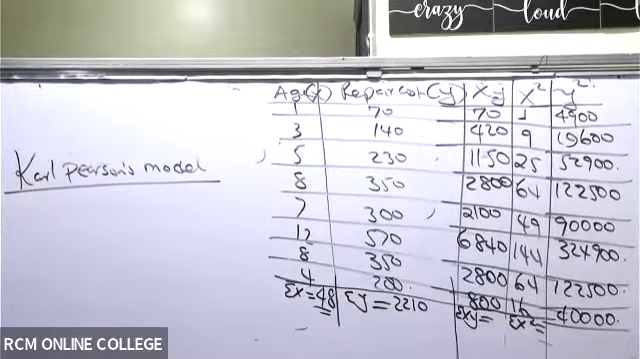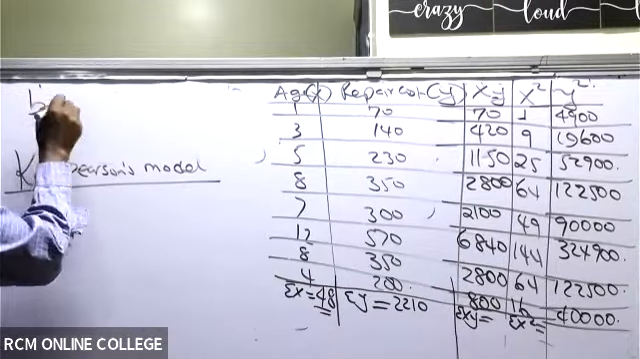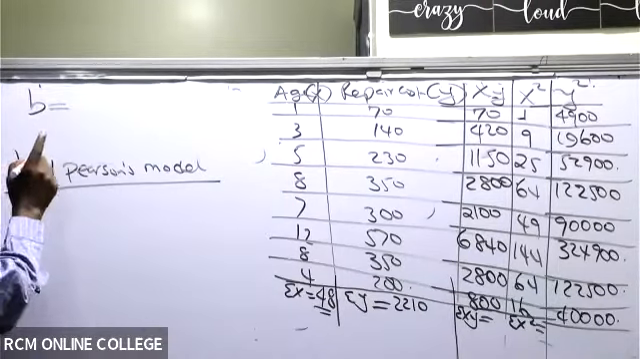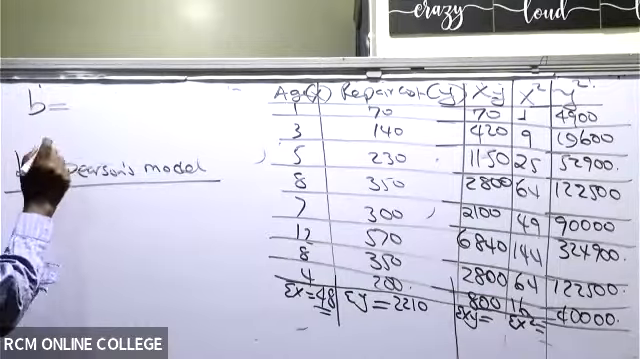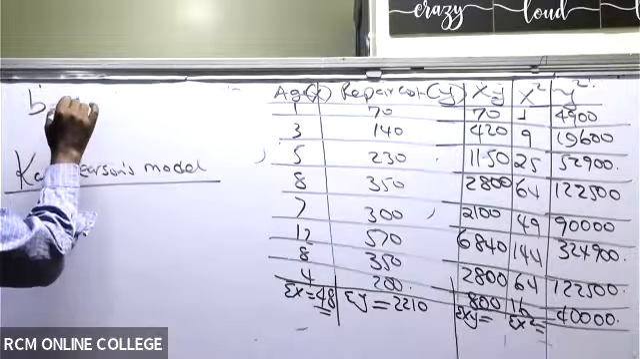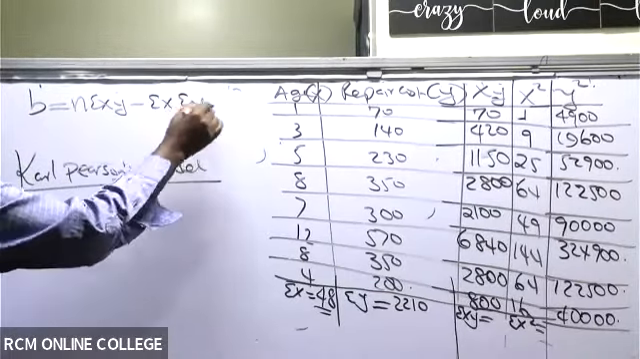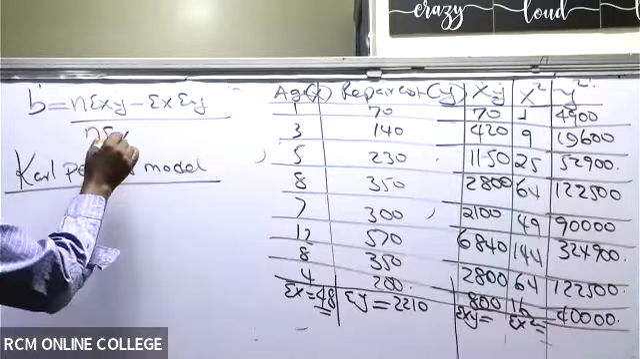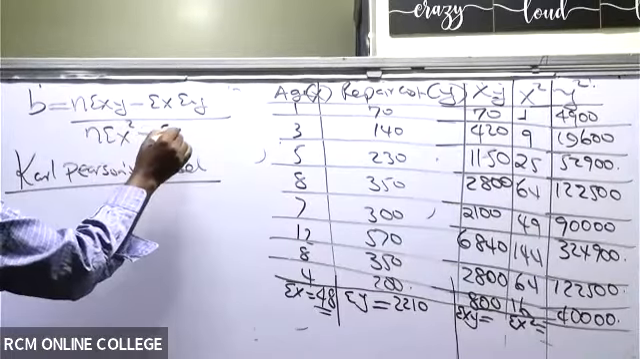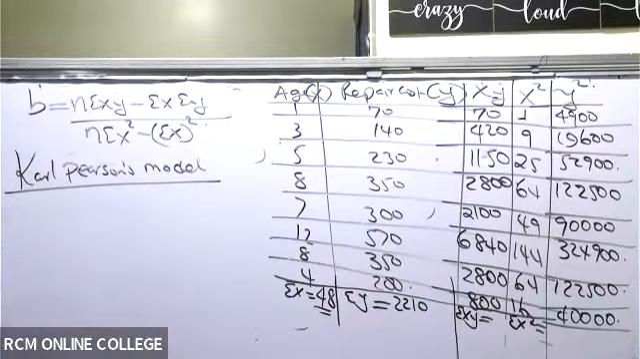All right. The person who taught me this told me that for you to be able to remember these formulas, always start by remembering the formula of B. When you remember the formula of B, then the correlation model will be very easy. To get B, we normally take n summations of x, y, minus sum of x, sum of y, all over n sum of x squared, minus, in bracket, sum of x squared. That is the formula for getting B.